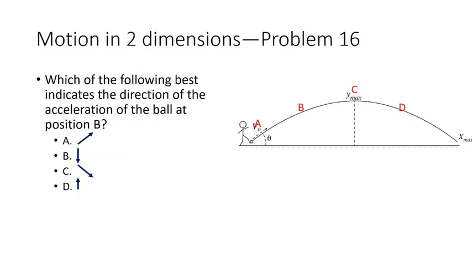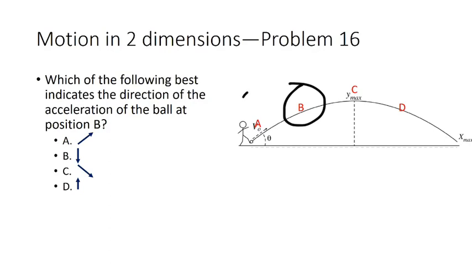All right, problem 16 has the same scenario, but this time we want to know which best indicates the direction of the acceleration of the ball at point B. From our last problem, we already talked about how there is no horizontal acceleration during a projectile trajectory. The only acceleration is the vertical acceleration, and that acceleration is caused by gravity. Gravity is a force, in this case a net force, that always acts straight down. The acceleration is always in the same direction as the force.